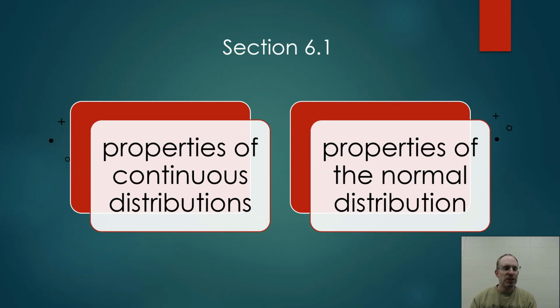Normal distribution, that's going to be stuff like, it's a bell shape, perfectly symmetric, centered at the mean, and a specific normal distribution is entirely designated by its mean and standard deviation. So that kind of stuff.